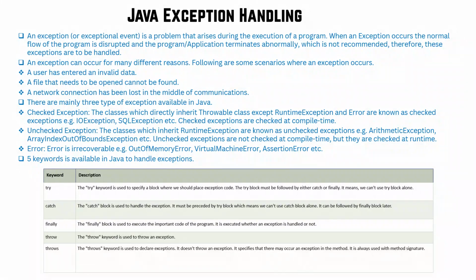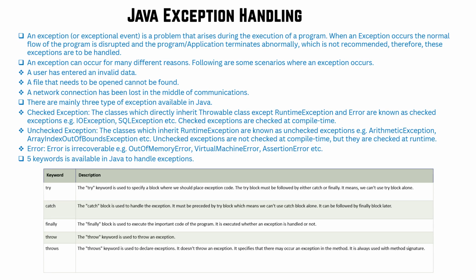Okay, there are 5 main keywords available to handle exceptions: try, catch, finally, throw, and throws. Try is the keyword used to specify a block where we should place the exception code. The try block must be followed by either catch or finally. It means we cannot use the try block alone. So the try block is used to specify a block where users should place the exception code.